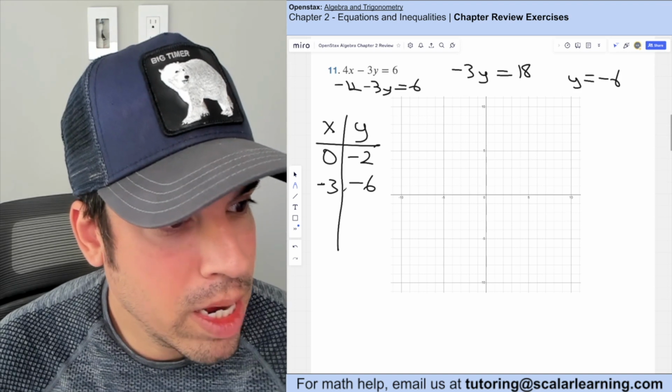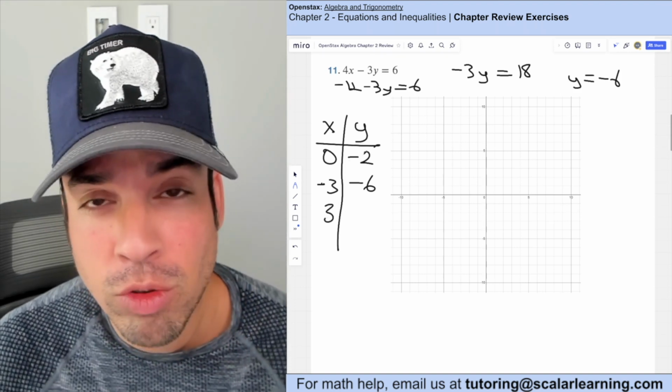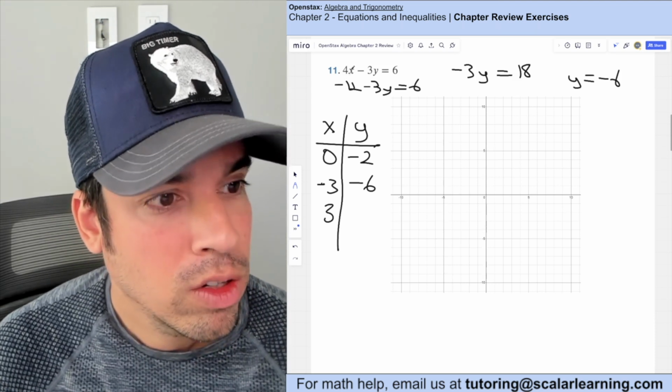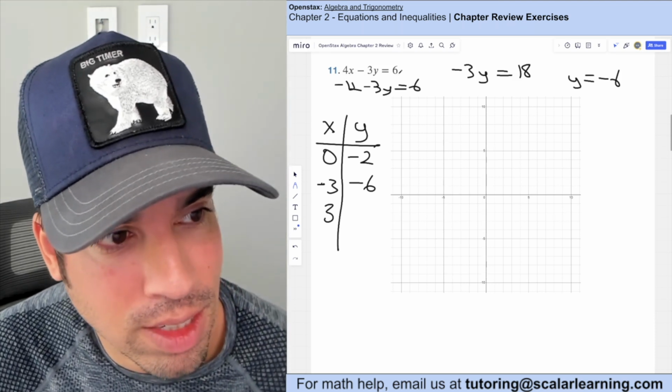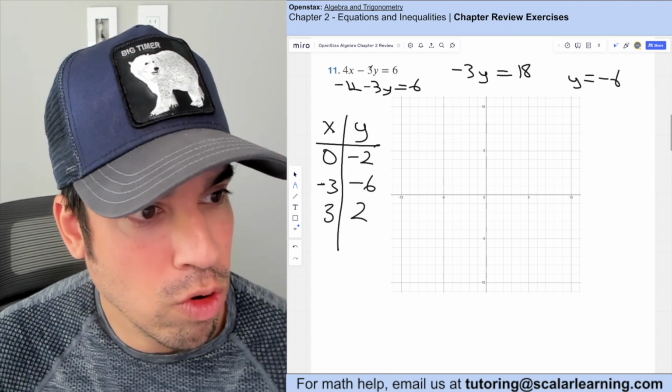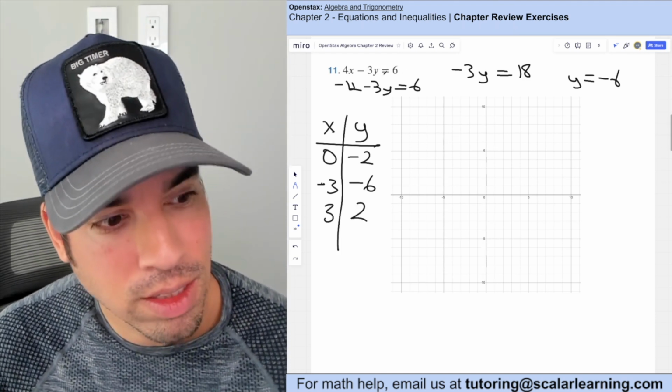Last but not least, I'm going to make x positive 3. Again, I'm just choosing arbitrary values just to give us nice whole numbers. So that'd be 3 times 4 is 12. 12 minus 6 gives us 6. That means that y would be 2, right? 3 times 4 is 12 minus 3 times 2, 6. 12 minus 6, 6. There we go.